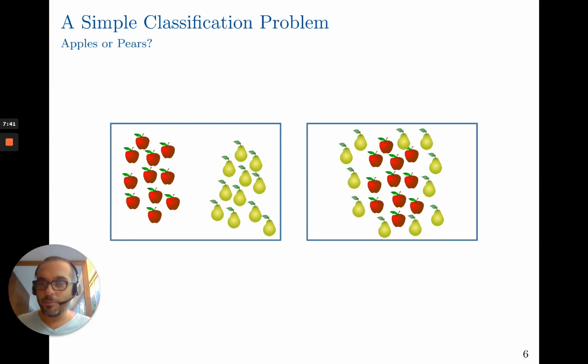So, a simple classification problem. We have apples and pears, and we want to classify the fruit as an apple or a pear. You have two cases. On your left, it's very simple: you have the two sets separated. To the left, we have the apples, to the right, we have the pears, and it's clearly separated into two groups. On the right panel, it's a more complicated problem because apples and pears are kind of mixed together.